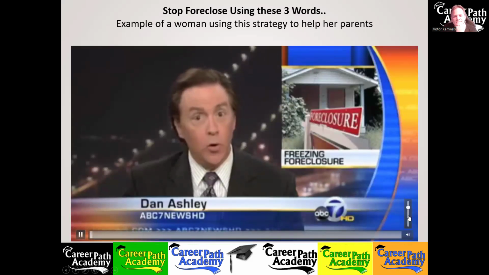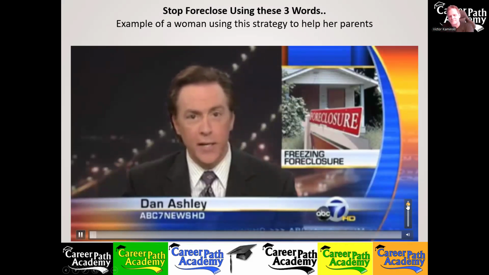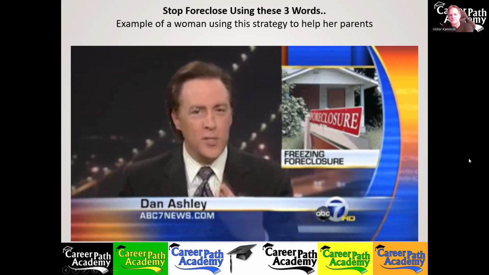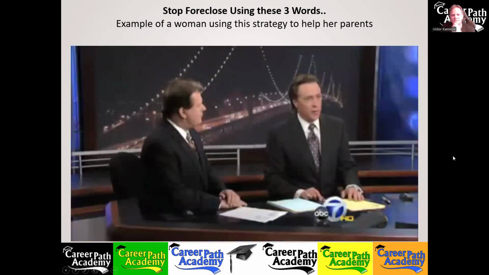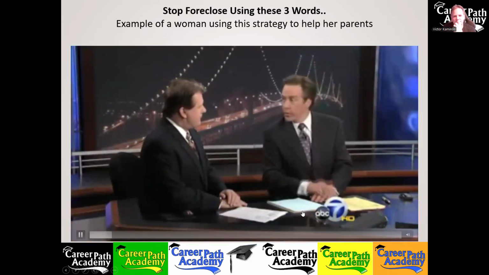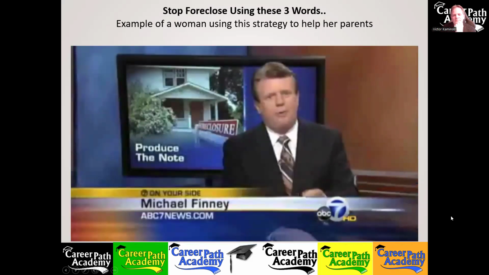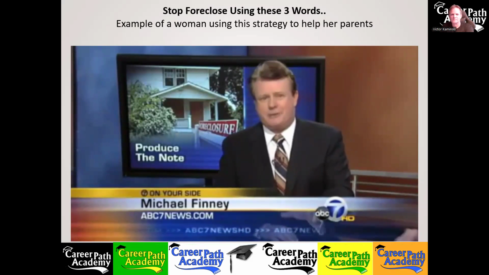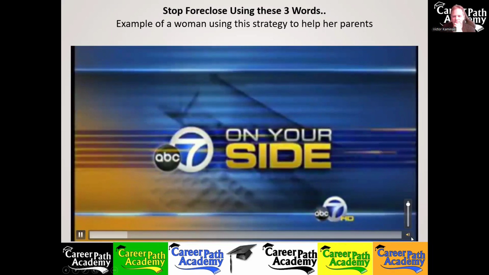With so many people losing their homes, this report from 7 on Your Side can help. You could be able to freeze a foreclosure by saying 3 simple words. Michael Finney is here tonight with what they are, and why they might work for you. Yeah, the idea is really pretty simple. The homeowner says to the lender, produce the note. Now, that's legal shorthand for prove I owe you the money.